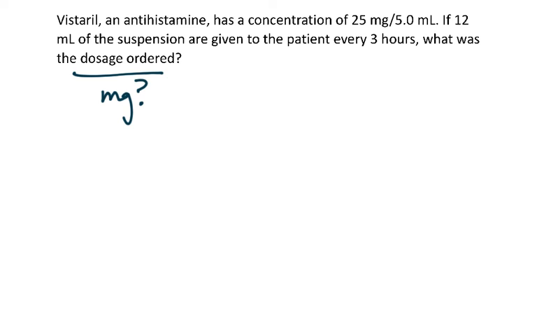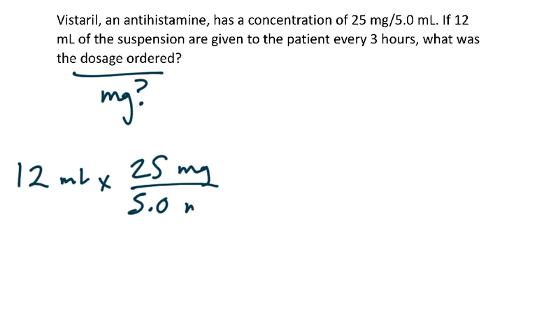Right, so now we can see 12 milliliters times concentration. And we know that because milliliters cancels out, we want milligrams on top. And the order would have been for 60 milligrams to be given every 3 hours.